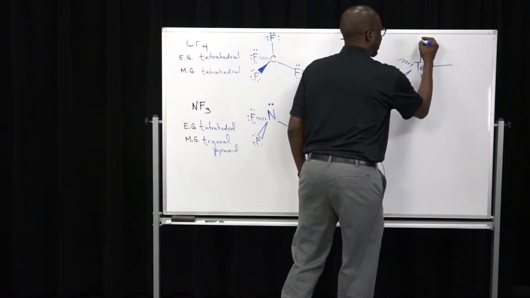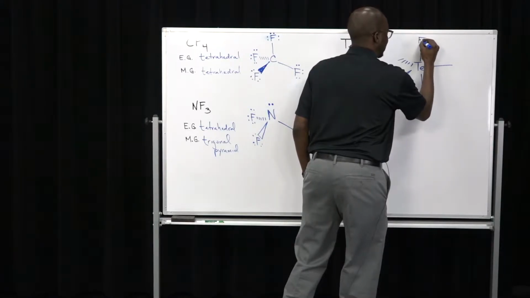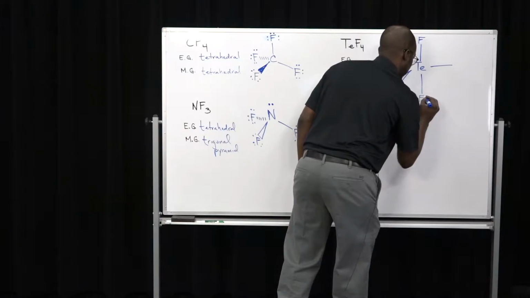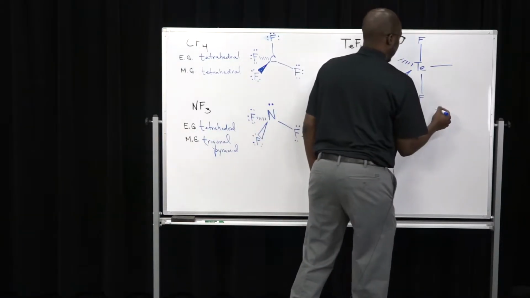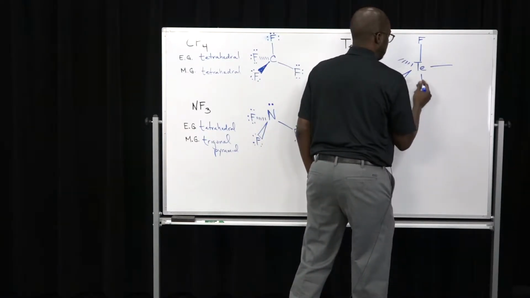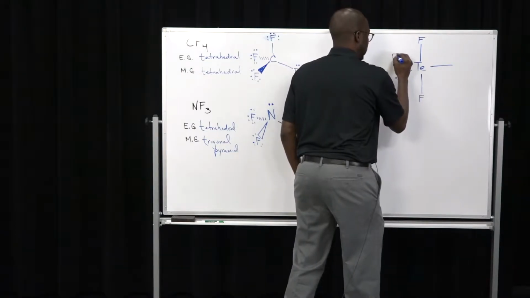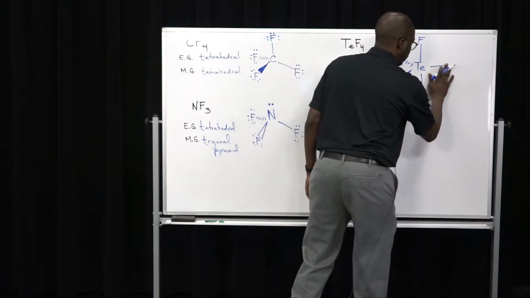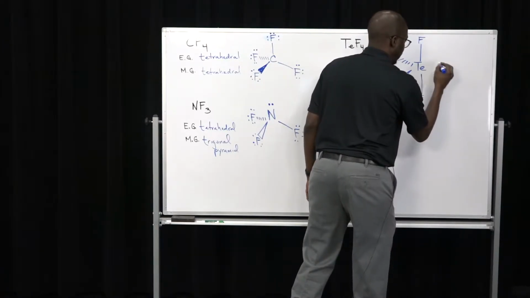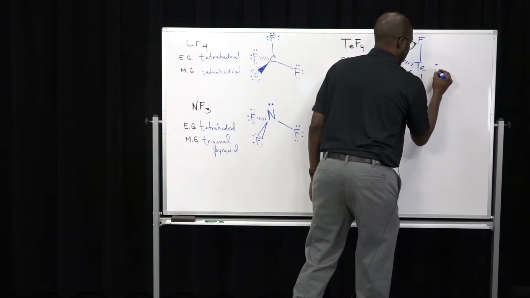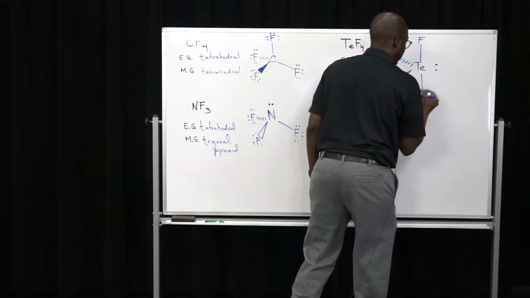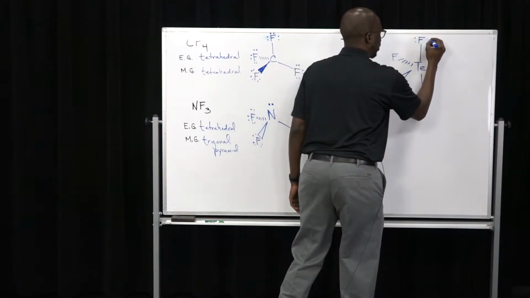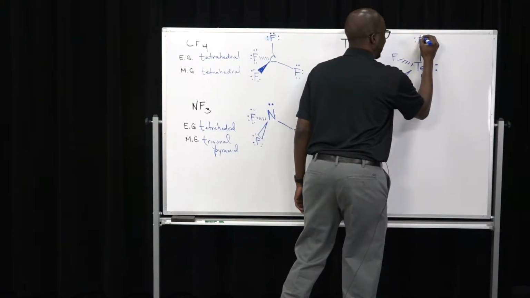We can have fluorine occupy both axial positions, and also 2 equatorial positions. The other equatorial position can occupy a lone pair. Okay? Let's not forget our lone pairs of electrons around the terminal atoms.